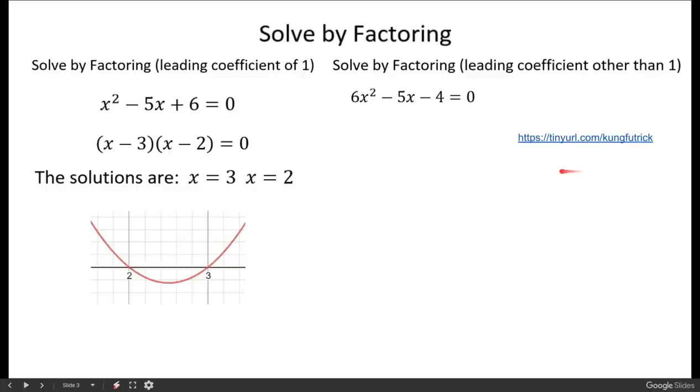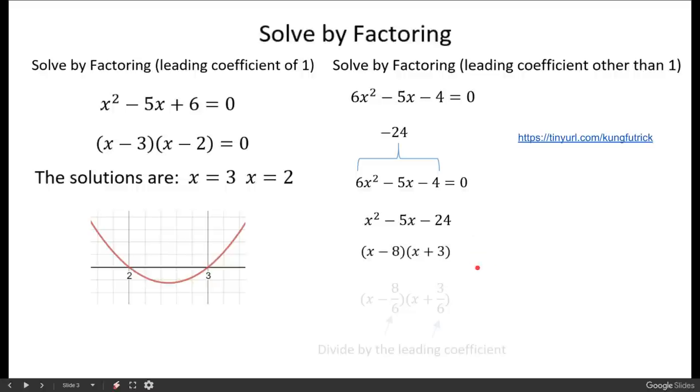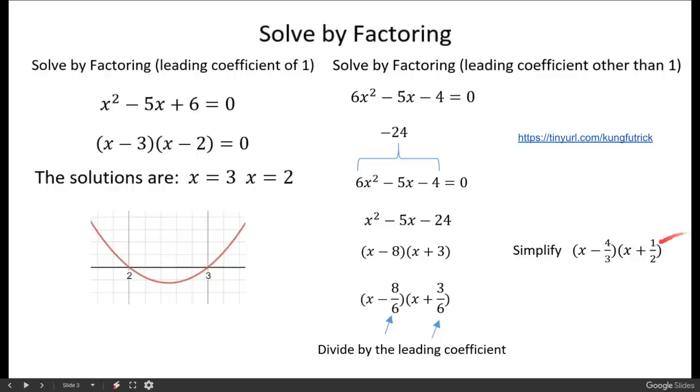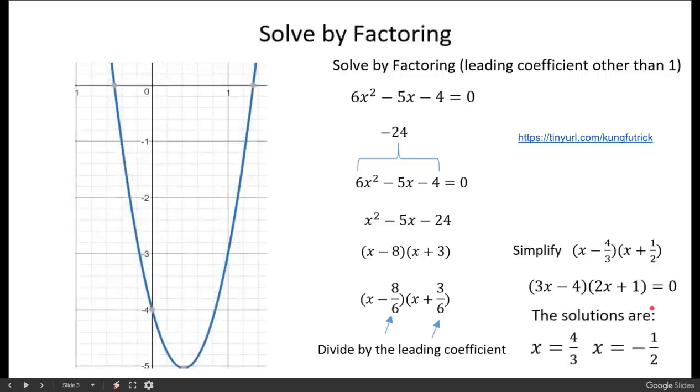We also have looked at solving by factoring with a leading coefficient other than 1, and we've been using this fun video reference on the internet called the Kung Fu trick. And you would multiply 6 and -4 to get -24, and then we factor that easier quadratic. At that point, we're going to divide by the original leading coefficient. We'll simplify. 8/6 becomes 4/3, and 3/6 becomes a half. And then we would bring the 3 up in front and the 2 up in front, and now we have our factors. And if we solve that, we get our solution is 4/3 and -1/2.